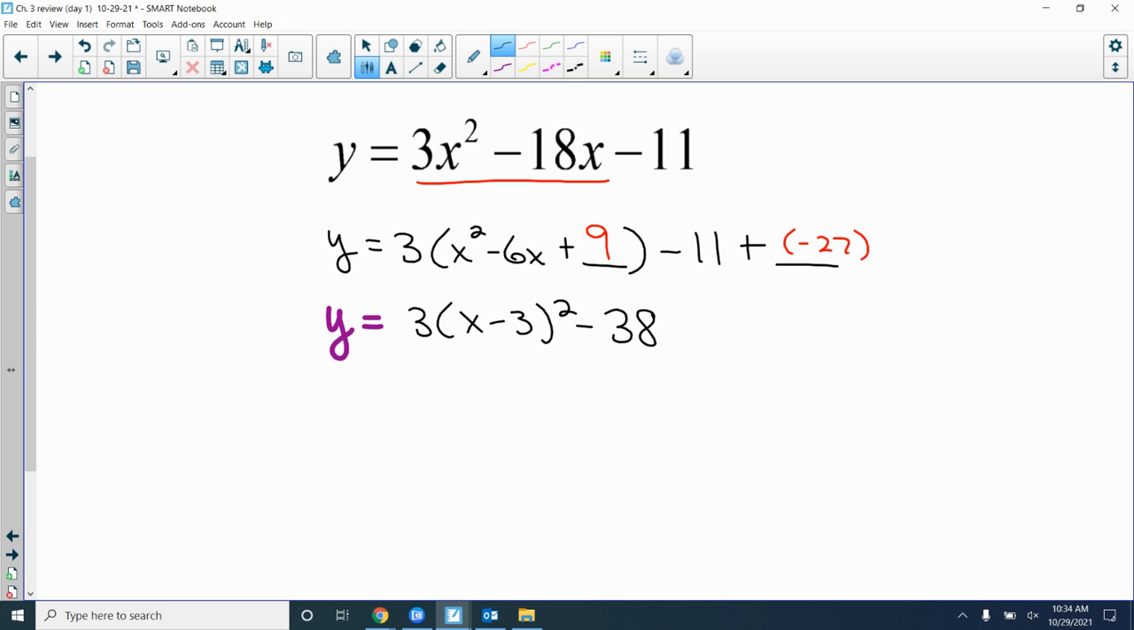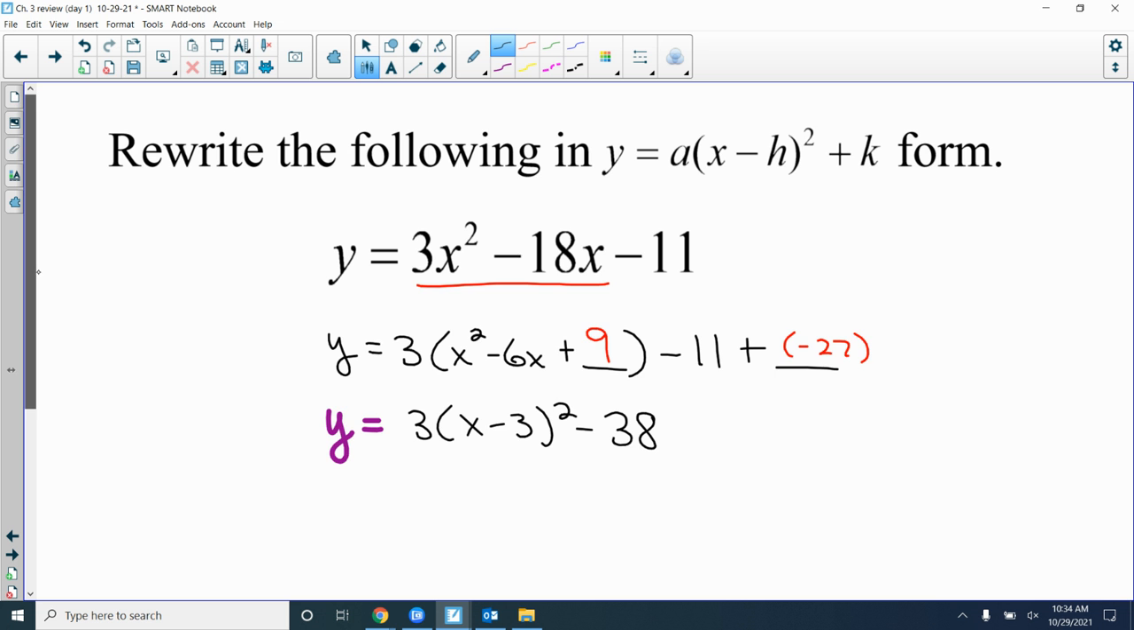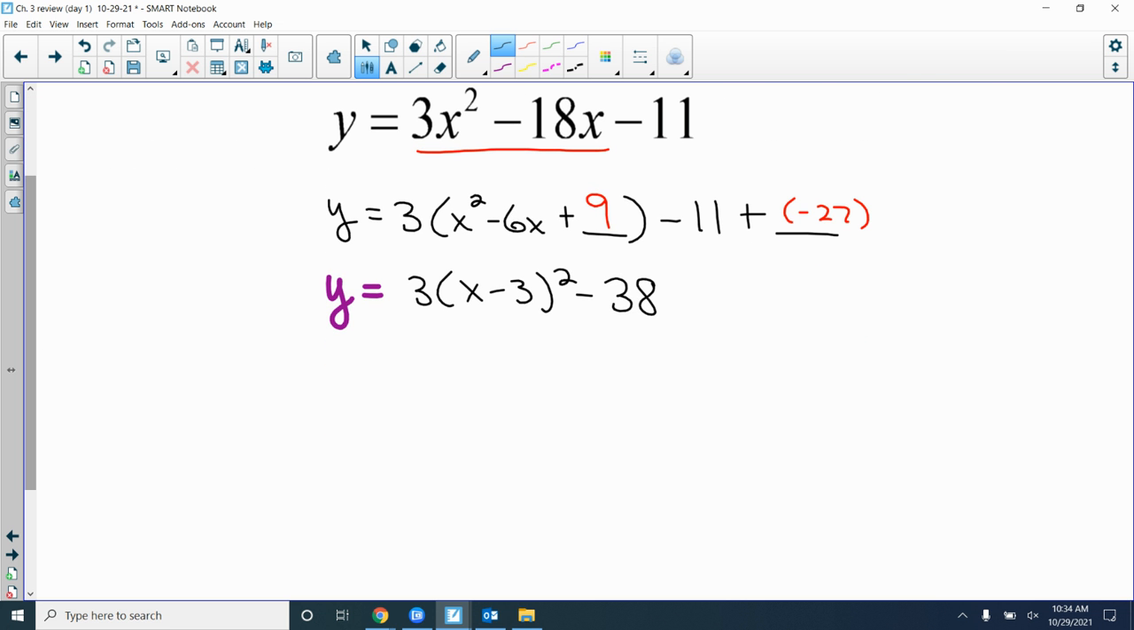All right. What did we ask for? Oh, that's all I asked for. So that would be your form. All right, vertex. And just so that we know, remember your vertex will be positive 3, negative 38. What is the range? Okay, while we're here, just so you have it.